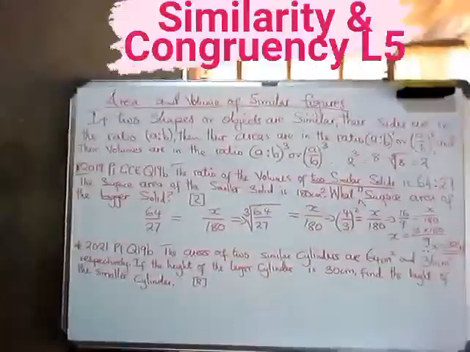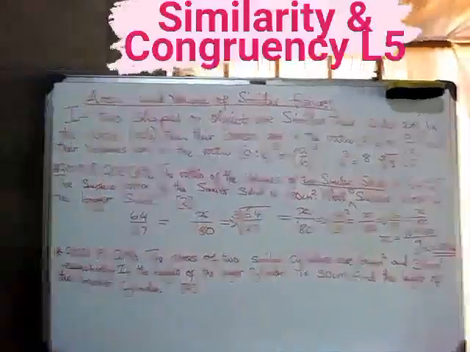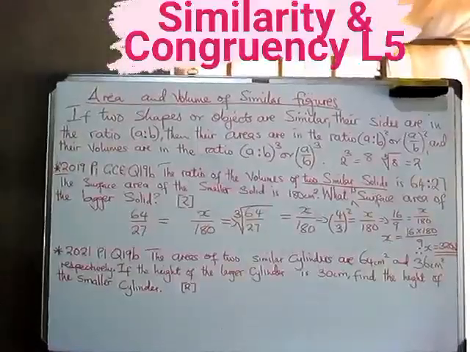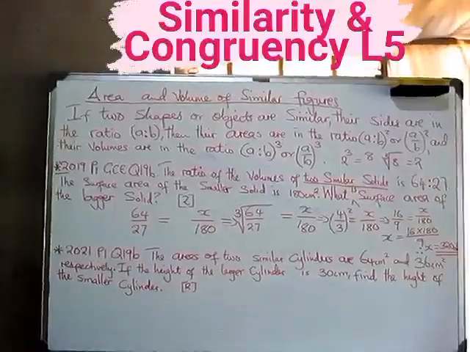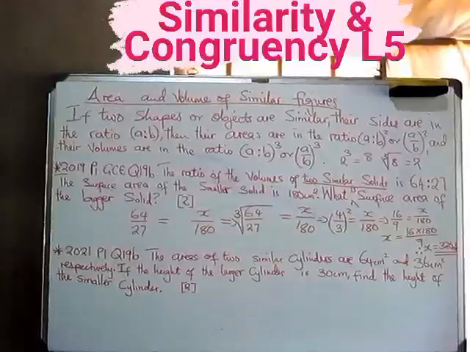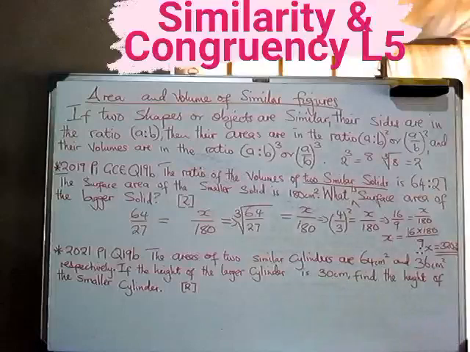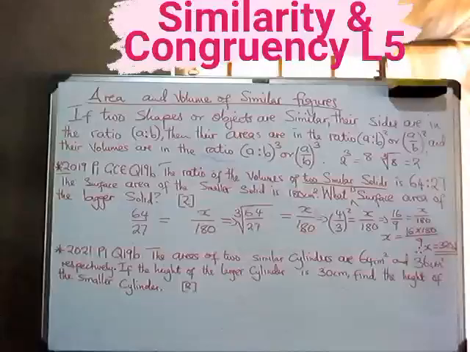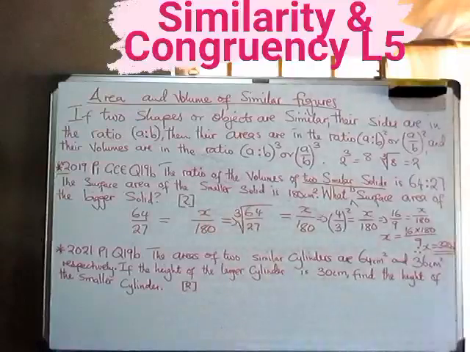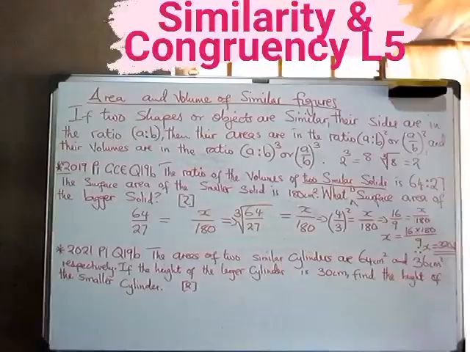Now we go to another question. This question is of 2021 Paper 1, question number 19b. The question is, the areas of two similar cylinders are 64 centimeters squared and 36 centimeters squared respectively. If the height of the larger cylinder is 30 centimeters, find the height of the smaller cylinder.